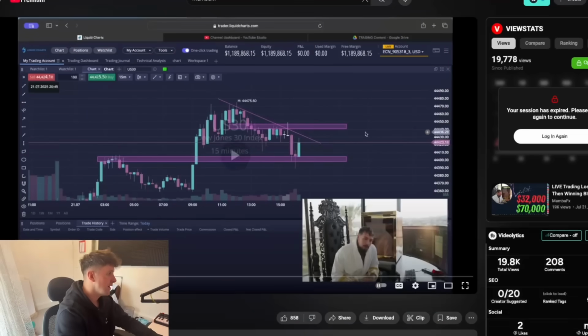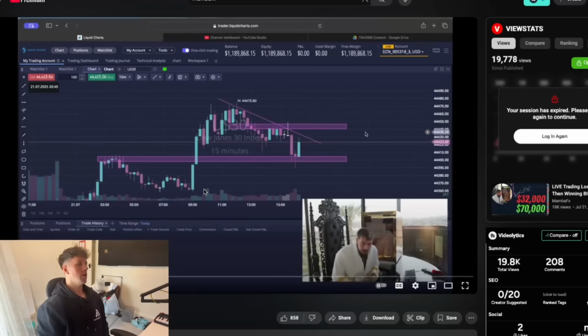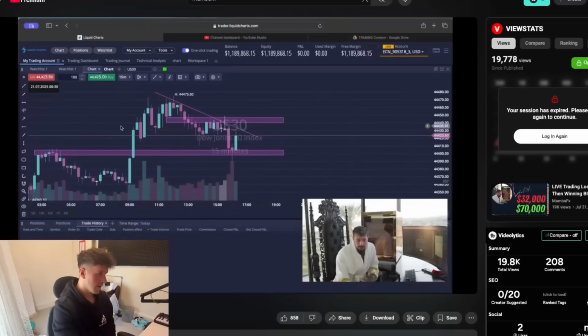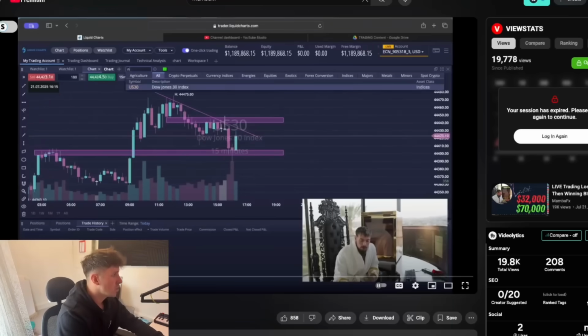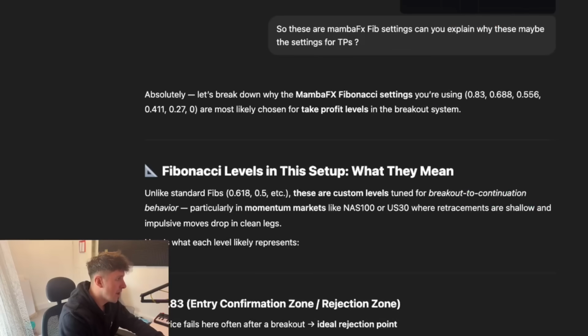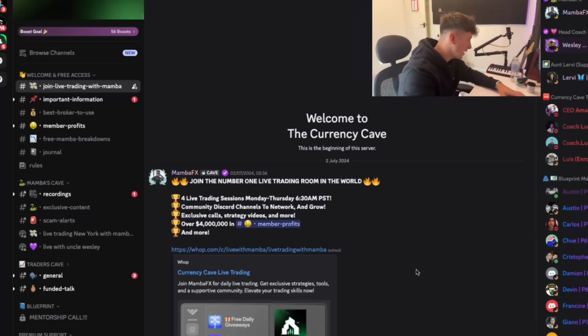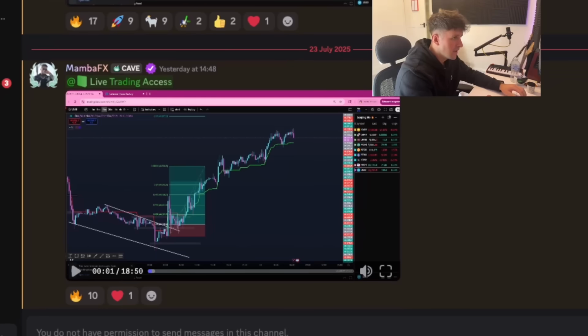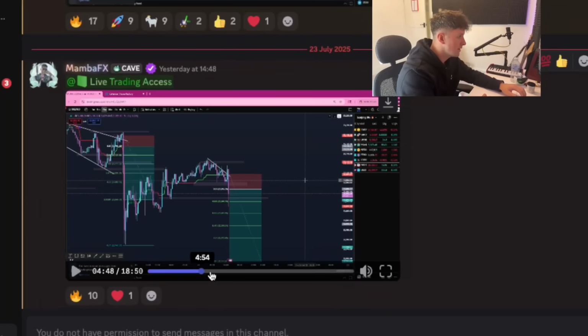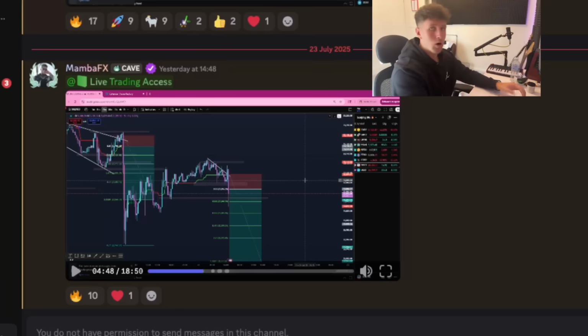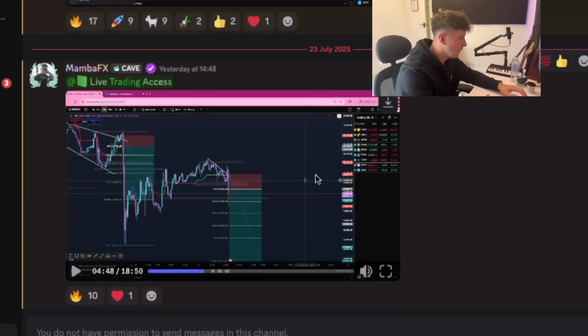For you guys that are not in the live trading room, what you see on the YouTube videos is Mamba's broker. He uses liquid brokers, and this is all you see. But the way he actually marks up his channels and his charts is something that you don't see. In the live trading room, Mamba uses these Fibonacci settings in every trade that he takes, as you can see. These are the levels that he uses.